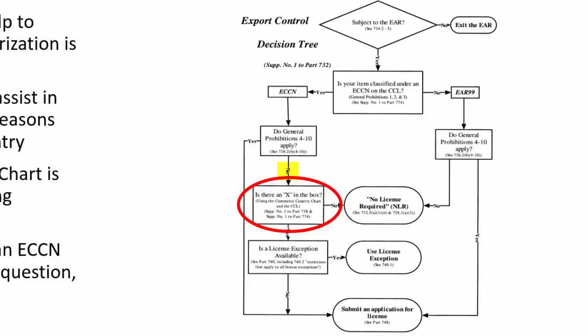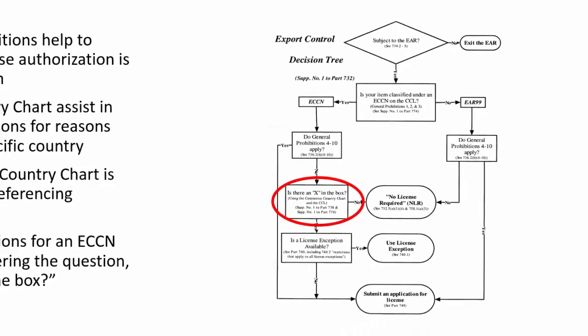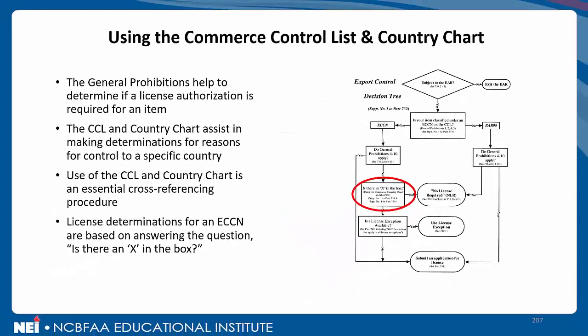This takes us to where we want to be right now. The red circle that you see here. Is there an X in the box? Meaning, are there controls in place specific to a reason for control? If the answer is no, we go straight to no license required. If the answer is yes, and we'll be getting to this further down the path here, we move down to is a license exception available? If the answer is yes, you use a license exception. If the answer is no, you submit an application for the license. Let's take an even closer look at how this progression works.